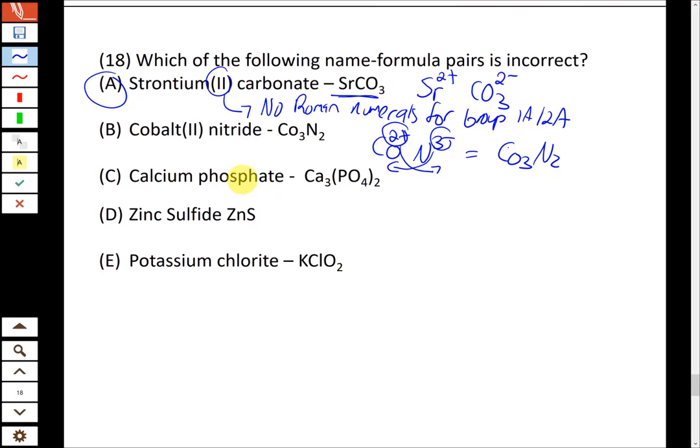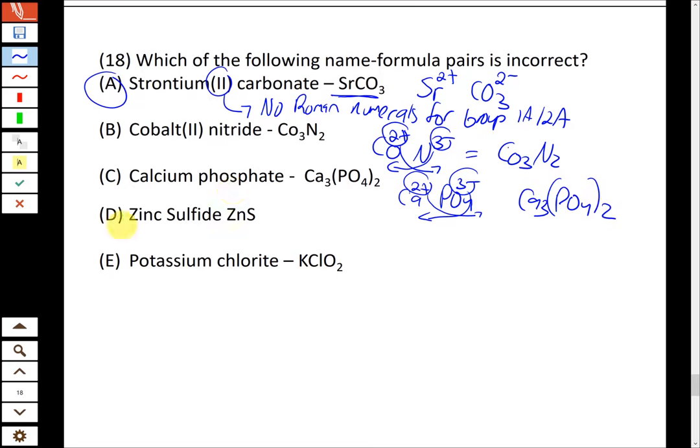Calcium phosphate. So calcium is a group 2A element, so it's going to be 2+. We don't need the Roman numeral because it's in group 2A. And then phosphate here is PO4, and you have to remember the charge is 3-. So again, just swap the charges and make them subscripts. So the correct formula for calcium phosphate is Ca3, and the whole thing PO4 taken 2 times. So that's all correct there.